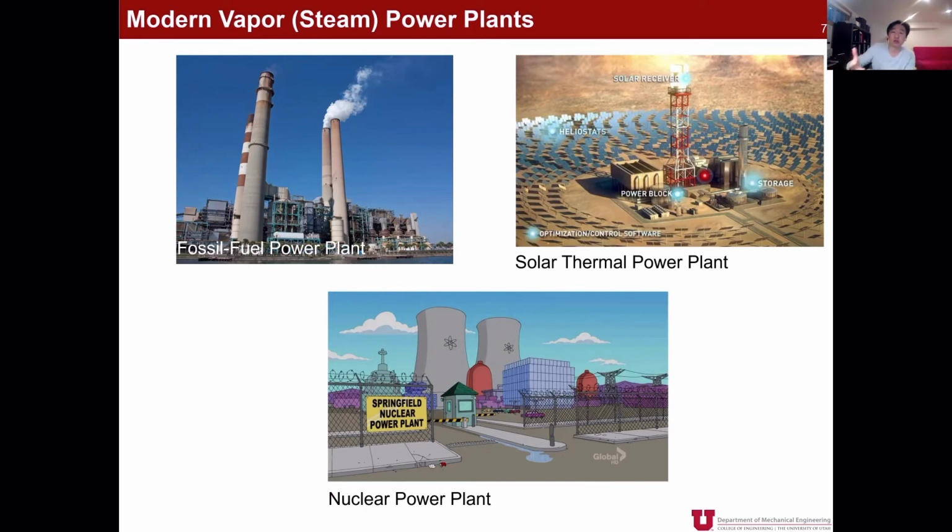So by looking at those three different types of power plants, we still have a common thing. We want to generate steam to generate power, by running a steam turbine using the steam. But how we make the steam is different: by using fossil fuel, or by using solar energy, or by using nuclear energy. That is the only difference.